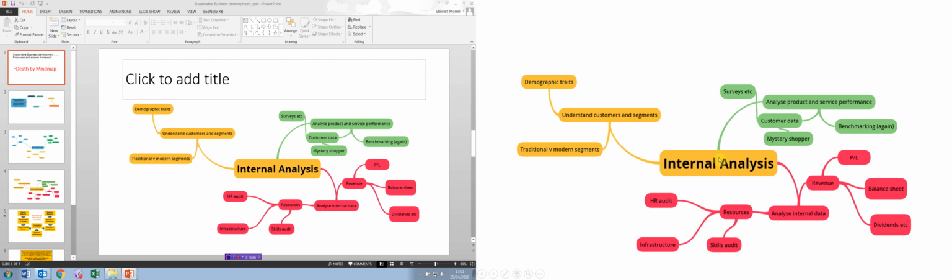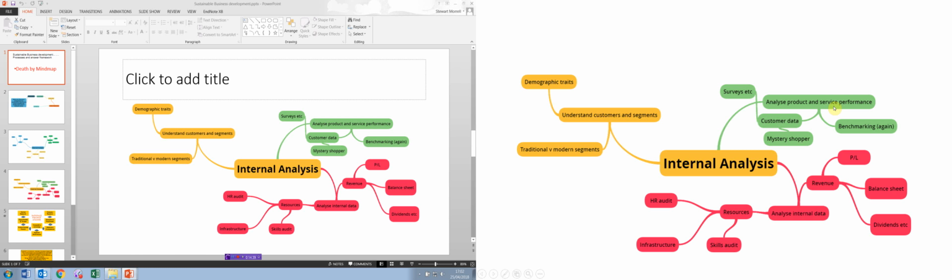Next we come on to internal analysis, and again all these little nodes of the mind map have come from you guys within the lecture. So we're looking at understanding customers and segments, we're looking at demographic traits, traditional versus modern segments. Remember we looked at the JICNAR ratings, and then we also talked about millennials and baby boomers, Generation X, that sort of thing.